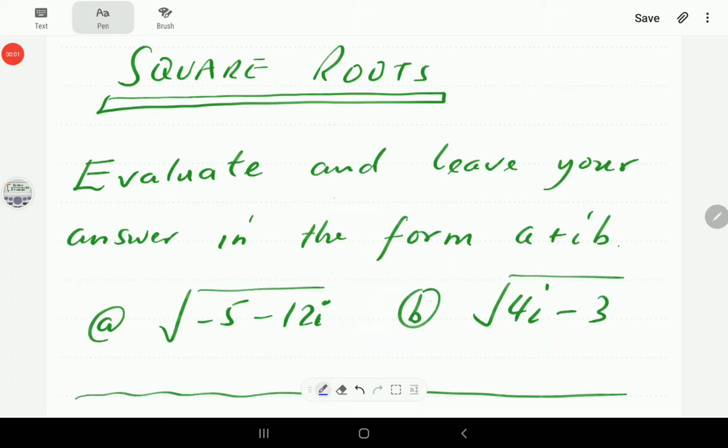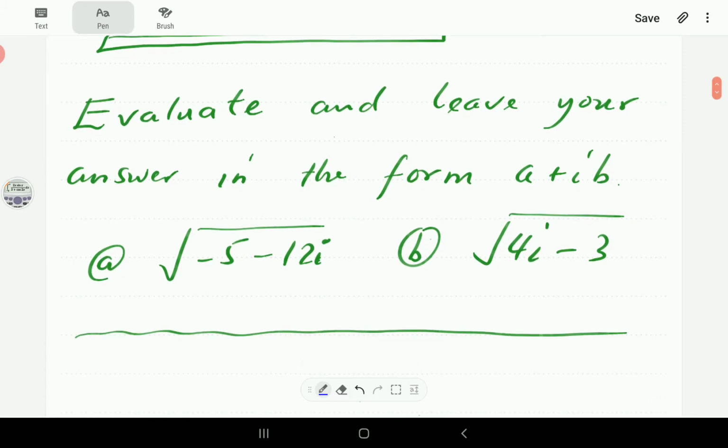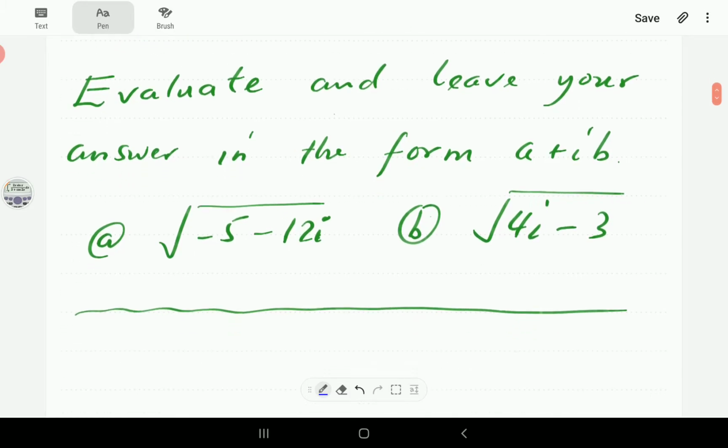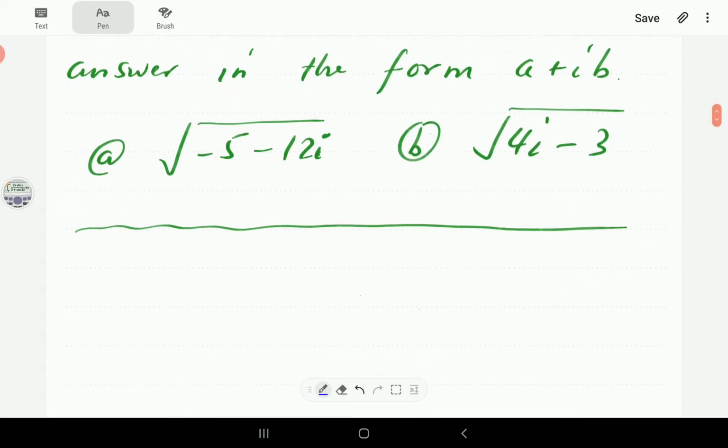All right, in this video we're going to look at just square roots of complex numbers. In the previous two videos we were looking at roots, which included square roots, cube roots, and fourth roots as well. So this, if you like, is a subset of that, but square roots are special because we can evaluate them using two methods.